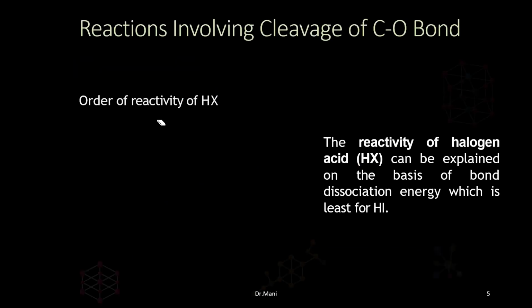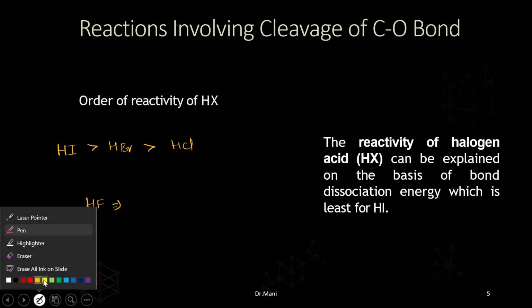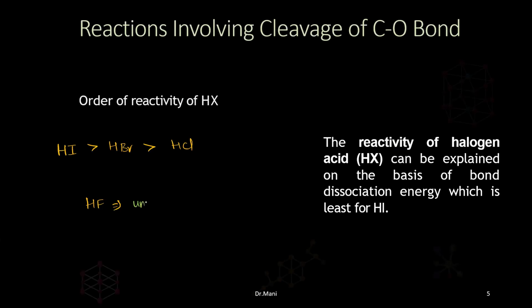So that is the order of reactivity of the alcohol. Then what about the order of reactivity of HX? In this, hydrogen iodide is more reactive than hydrogen bromide, which is more reactive than hydrogen chloride. Okay, because iodide is a bigger ion, bromide is smaller and chloride is much smaller. And if you see, hydrogen fluoride is unreactive. So just remember this. Hydrogen fluoride is unreactive.